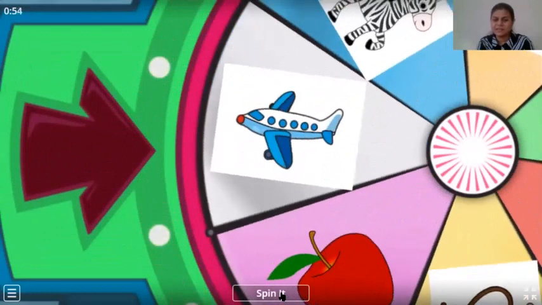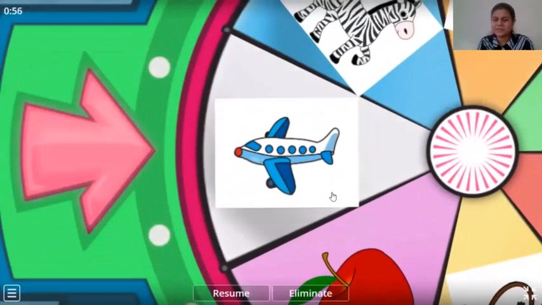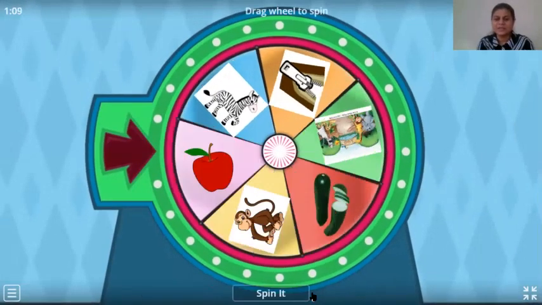And here, what is this picture? This is a picture of an aeroplane. Z, z, aeroplane? No, so we eliminate this picture. Very nice. Now let's spin the wheel.